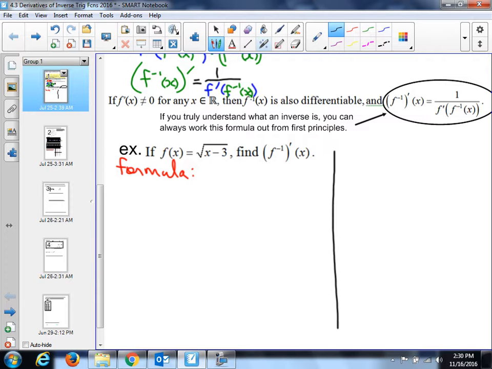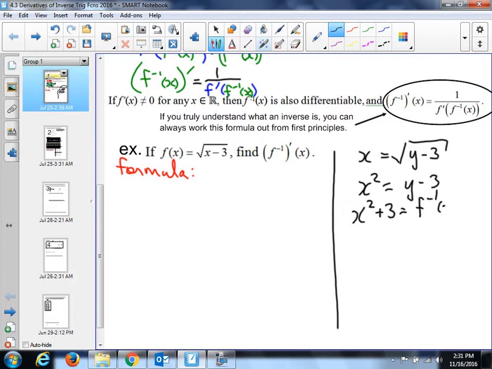Well, if f of x is equal to root x minus 3, how do you find the inverse of that expression? Well, we'll call f of x y, and y is reversed, so we're going to reverse it with the x. How would you undo the square root? Square it. So then you've got x squared plus 3 is equal to the inverse. I'm going to call it the inverse here using this notation. Okay?